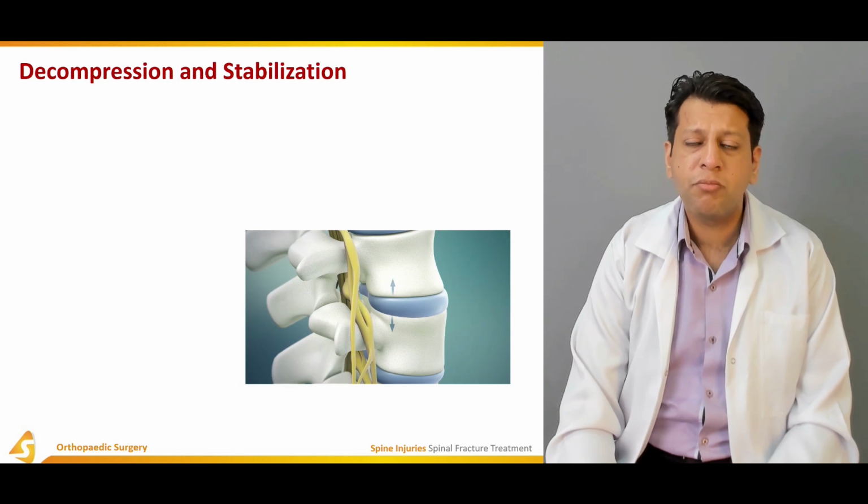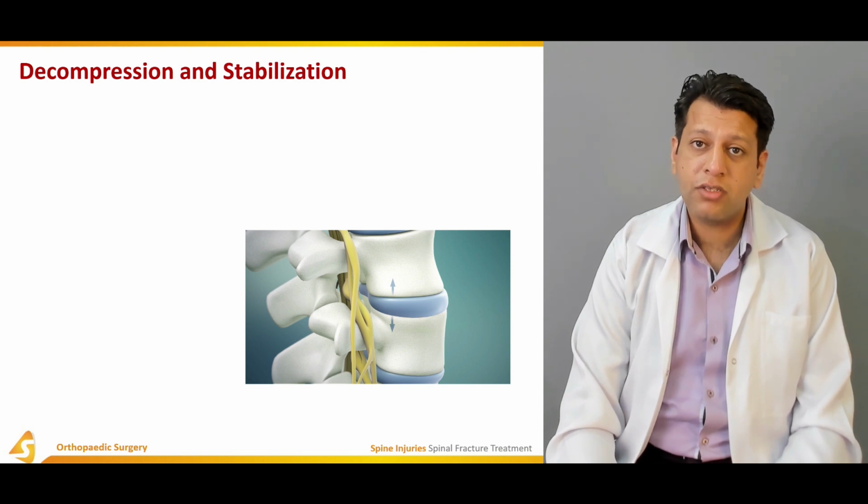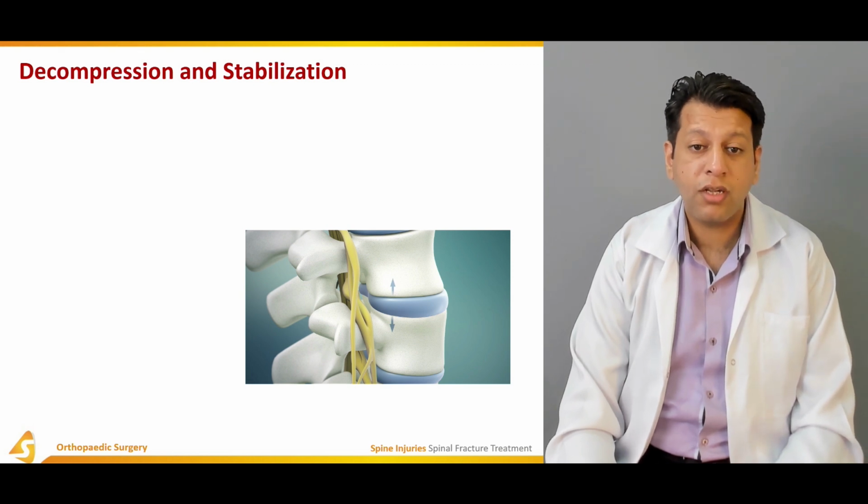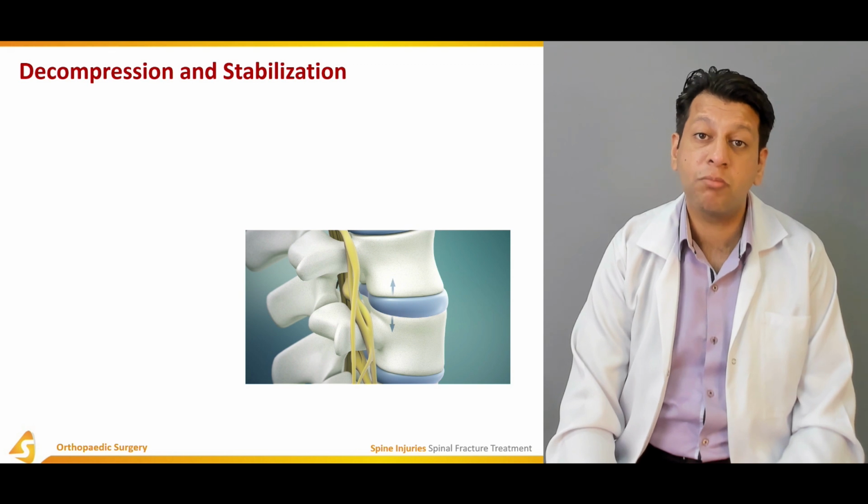Now coming to decompression and stabilization. If there is canal compromise, for example a burst fracture involving the anterior, middle, and posterior columns and compromising the canal, what we need to do is first decompress the canal.